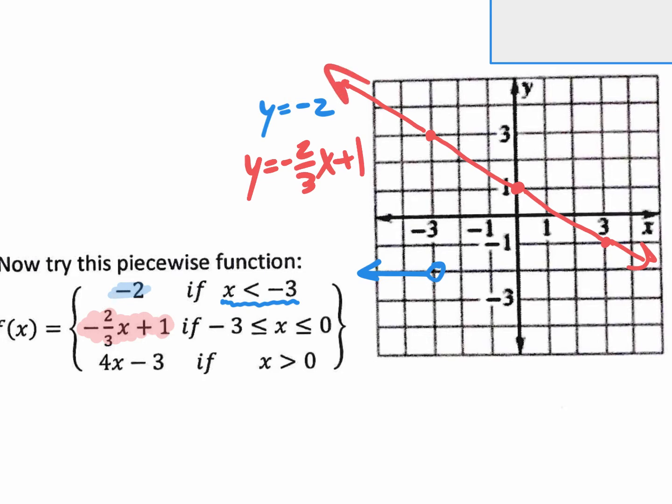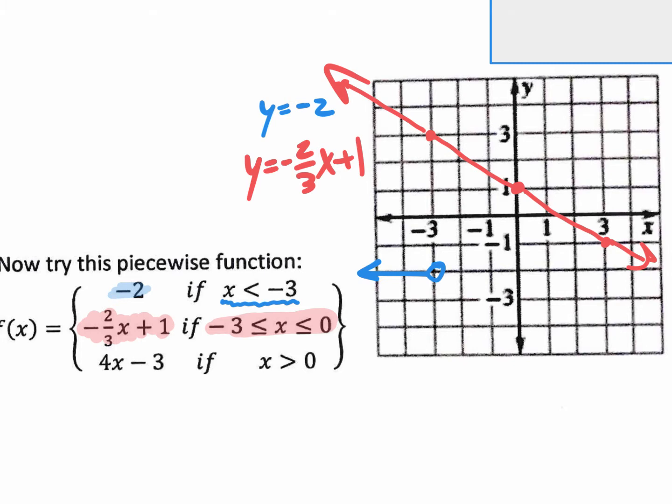So what are we going to erase? Depends on the condition. The condition right here reads that you only want to show the line from negative 3 all the way to 0. Okay, it's a compound inequality. You want to show it from negative 3 all the way to 0, and we're talking about the x values.